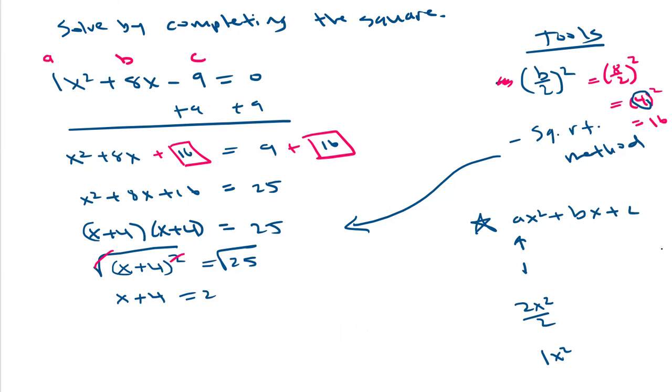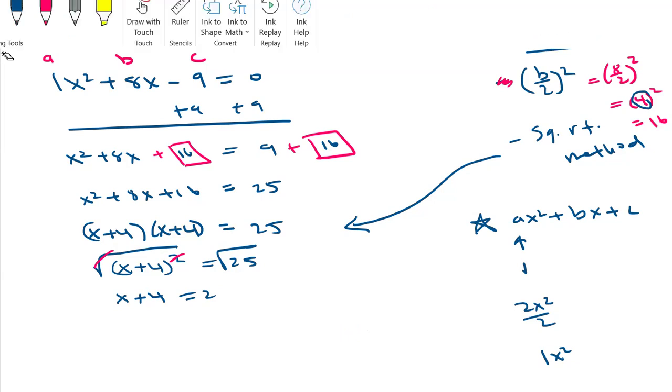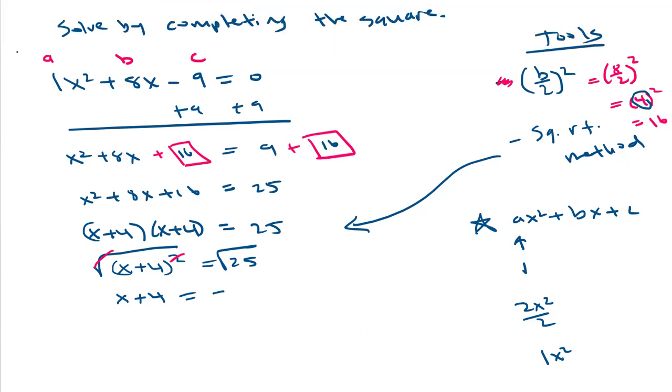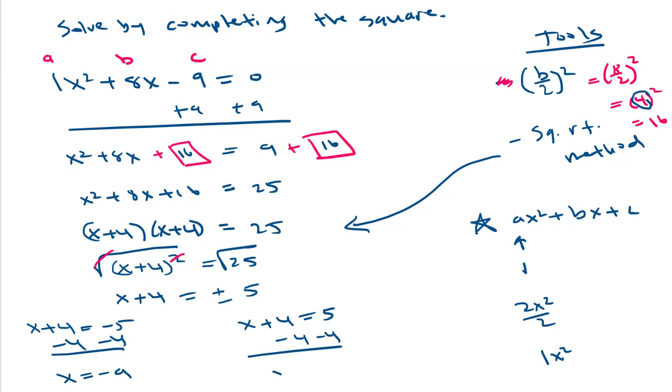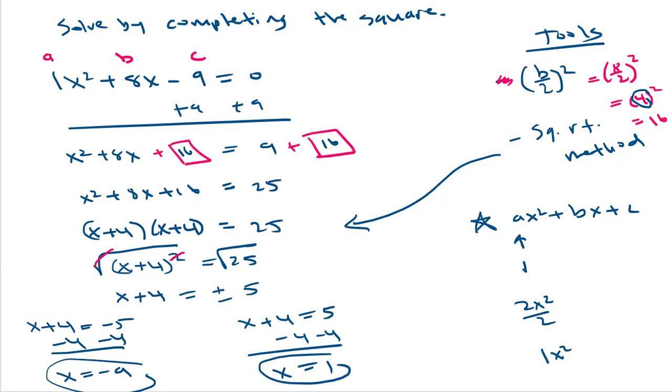Okay, so the square root of 25 is 5. But again, we have to address both of them. So plus and minus 5. Okay, so let me write it here now. x plus 4 equals -5, and then x plus 4 equals +5. Okay, so we're going to subtract 4 on both sides here. We'll get x equals -9. Subtract 4 on both sides here, we get x equals 1. All right, so those are our solutions there.